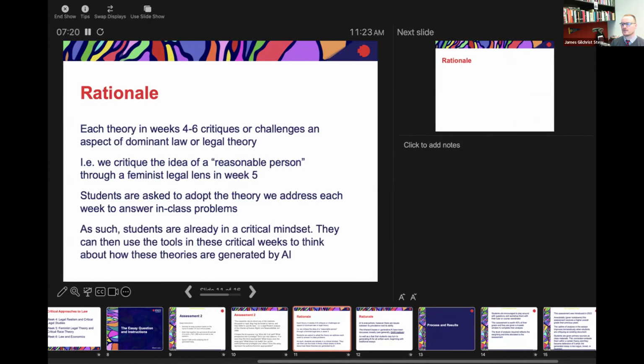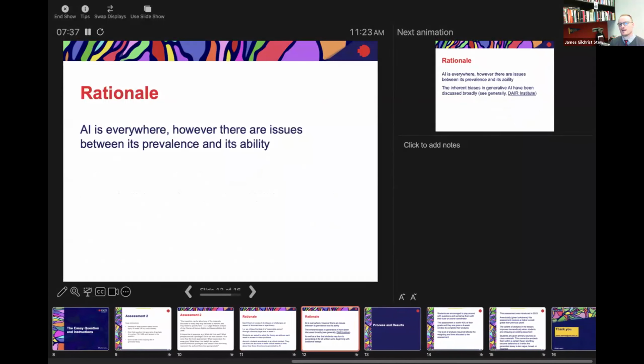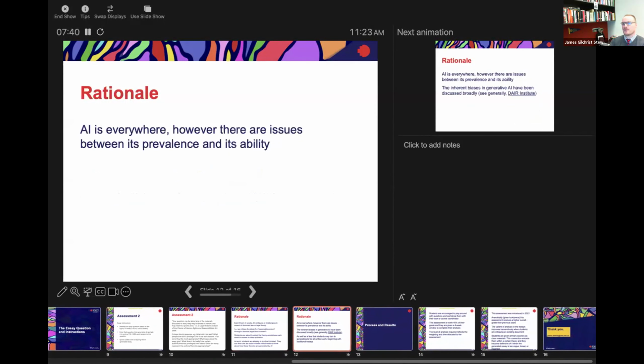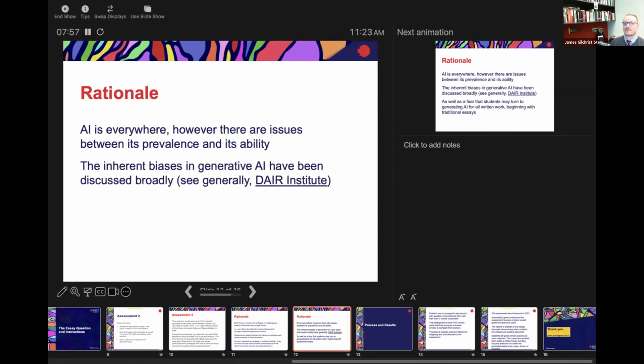They can use the tools in these critical weeks to think about how these theories are generated by AI, because a lot of the issues that we see in the biases in generative AI are ones that we find in other facets as well, such as law and critical race, feminist legal theory, even law and economics will challenge some of those. So AI is everywhere, but we have this big issue between its prevalence and its ability. And I think a lot of the time, especially students think that they're going to be able to submit an essay that's good, having it written by generative AI. And I'm assuming you've all seen it. I've never seen a student write with perfect American grammar, and yet every generated essay I receive does that. So the inherited biases are huge.